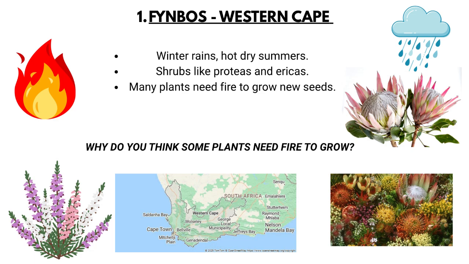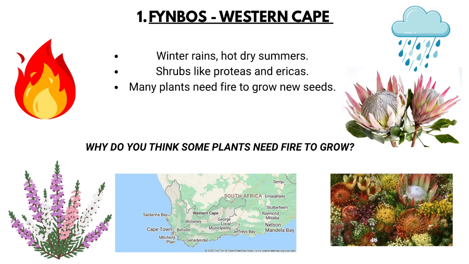Let's look at some examples from South Africa. I'll show you maps and photos. Then we'll see how climate, weather, and plants are connected. We are focusing on 3 biomes. I'm going to start with the first one, which is fynbos, which is located in the Western Cape.